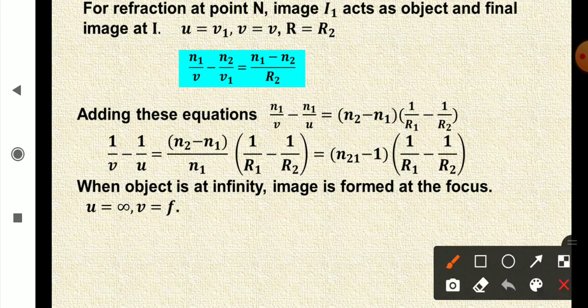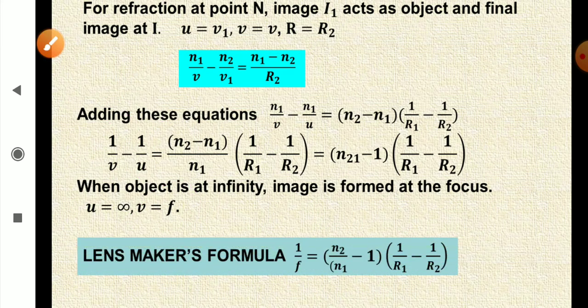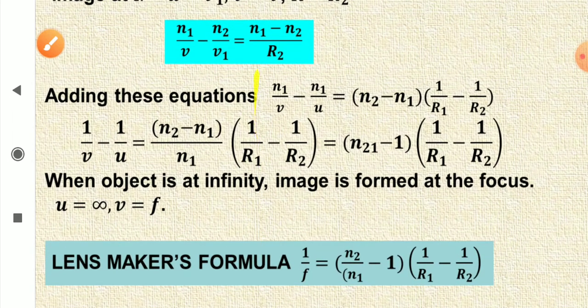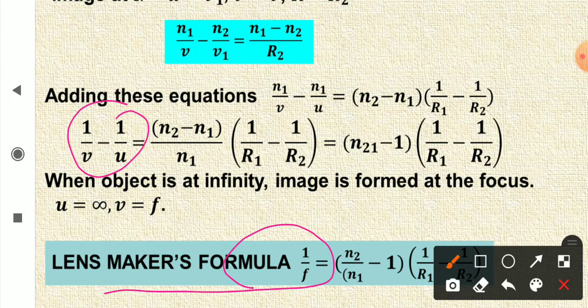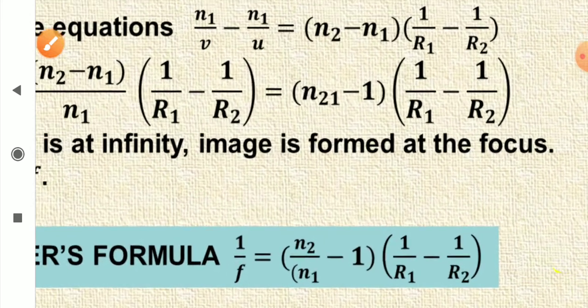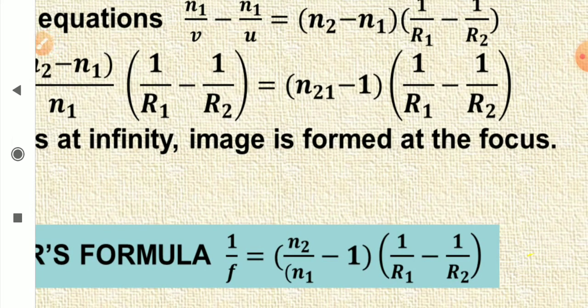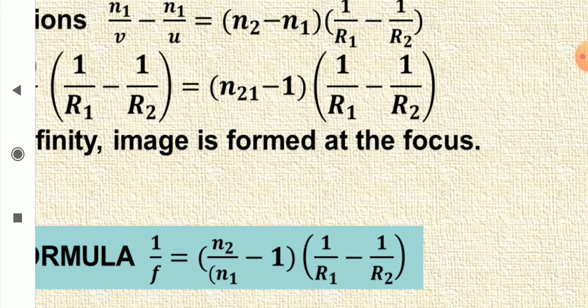So using this idea, when I put u is equal to infinity, 1 upon infinity gives you 0. V is equal to f, you will get 1 upon f, and then we obtain the lens maker's formula. From the left hand side we get 1 upon f, and from the right hand side I can write it as (n2 upon n1 minus 1) into the term in bracket, (1 upon r1 minus 1 upon r2). This is the lens maker's formula, you can see.